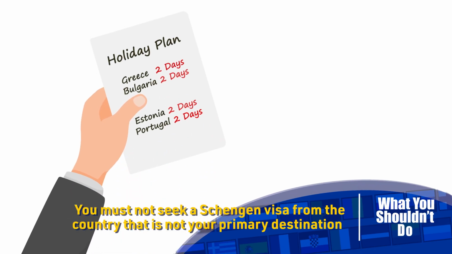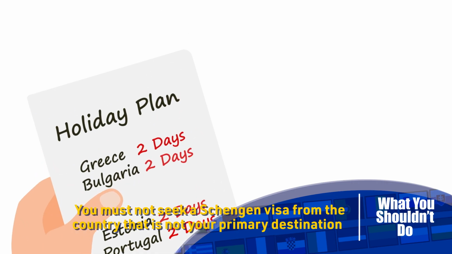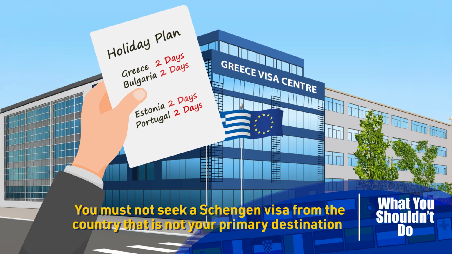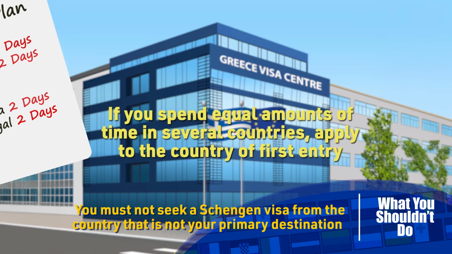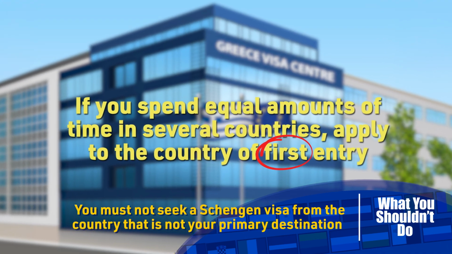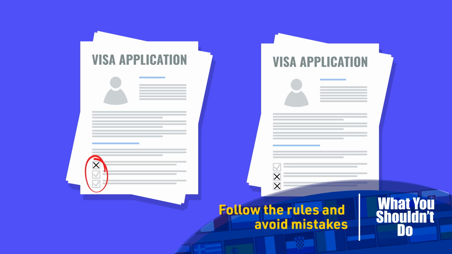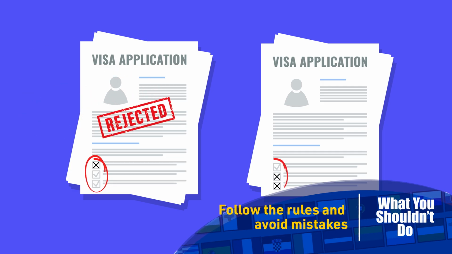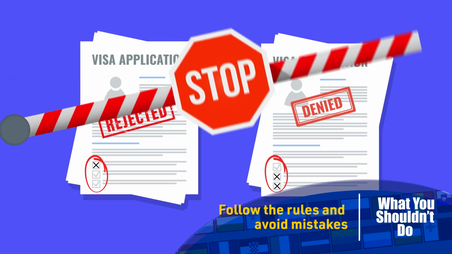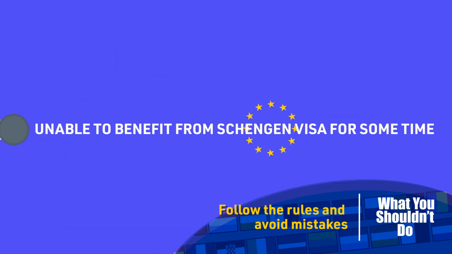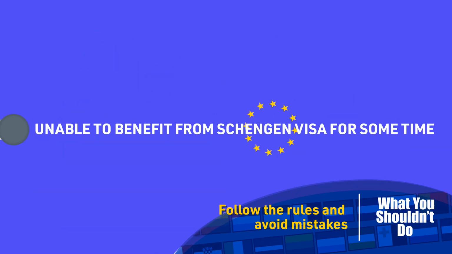You must apply through the embassy or consulate of the country where you will spend the most time. If you spend equal amounts of time in several countries, apply to the country of first entry. Visa applicants who do not follow the rules may have their visa application refused, visa revoked, be denied entry at the border, or be unable to benefit from a Schengen visa for some time.